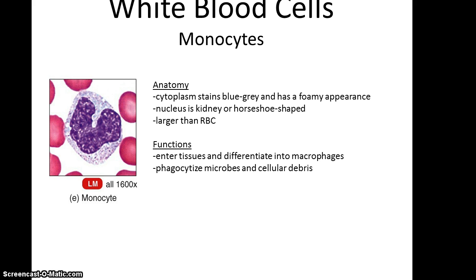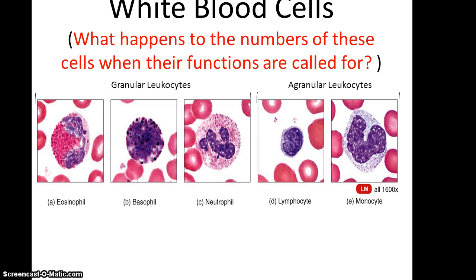And then there's monocytes. Monocytes have sort of a blue-gray, sort of foamy-looking cytoplasm. Their nucleus tends to be kidney or horseshoe-shaped. They are larger than red blood cells. And they enter tissues and differentiate into macrophages, which then engage in phagocytosis, destroying microbes and cellular debris. So here they are, the whole family of leukocytes.